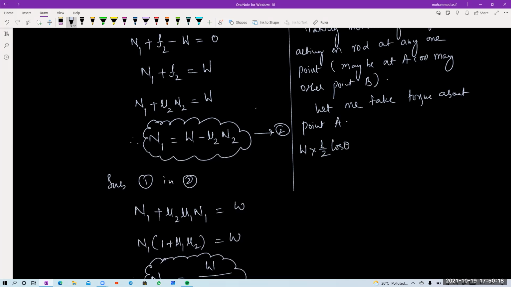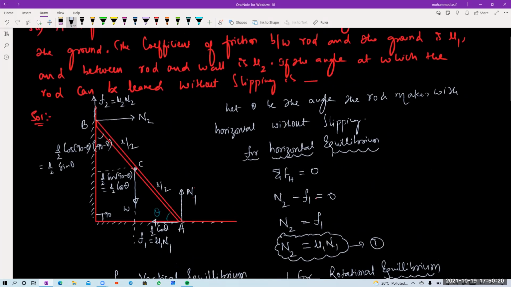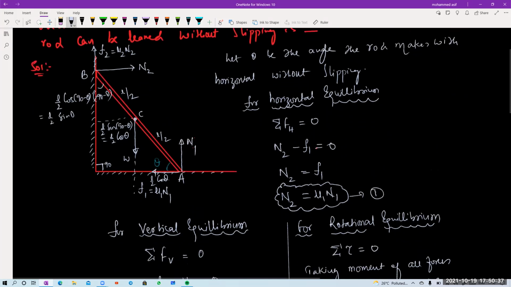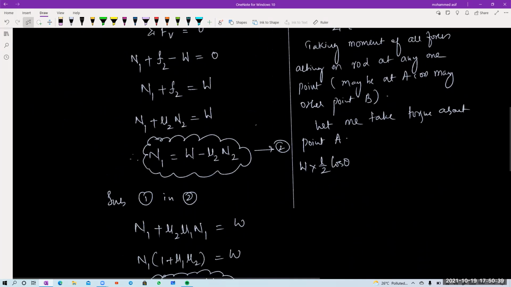In the same way, N2. Where is N2 right now? N2 into the perpendicular distance about the point. What is the perpendicular distance? About this point, the force N2 acts at a distance of L by 2 into sine theta, so the total becomes L into sine theta. So in the downward direction I can write minus N2 into L into sine theta, about the point O.